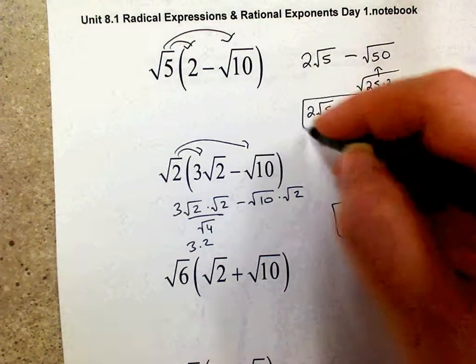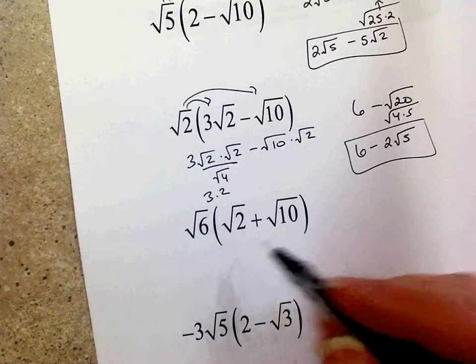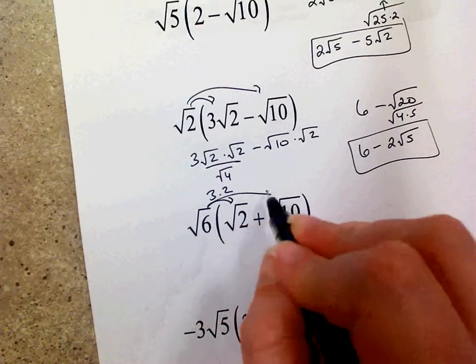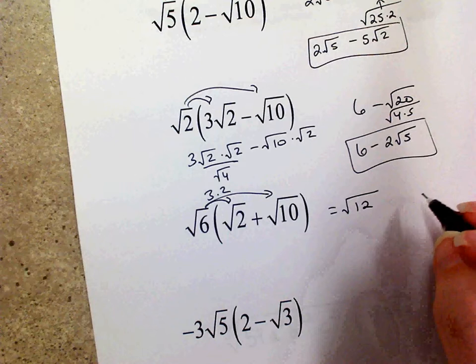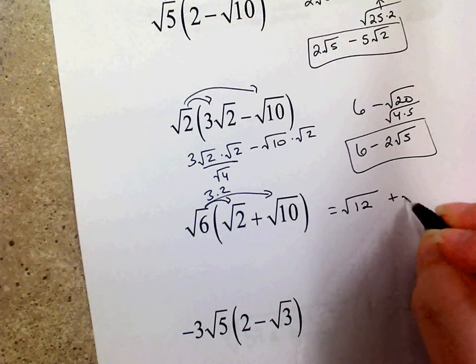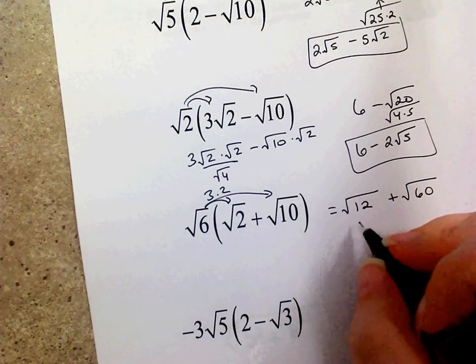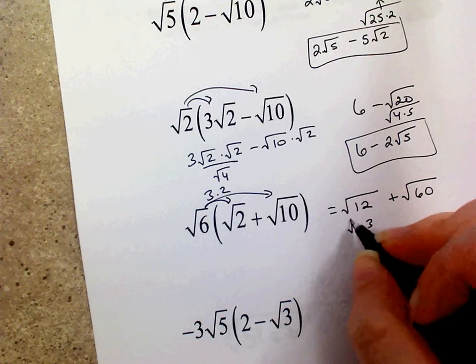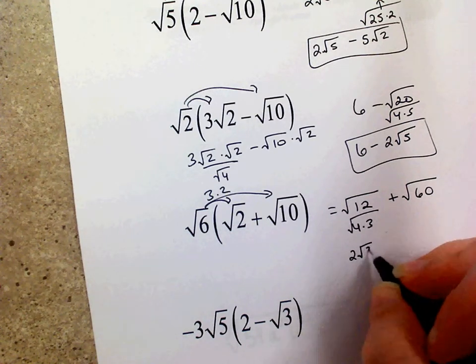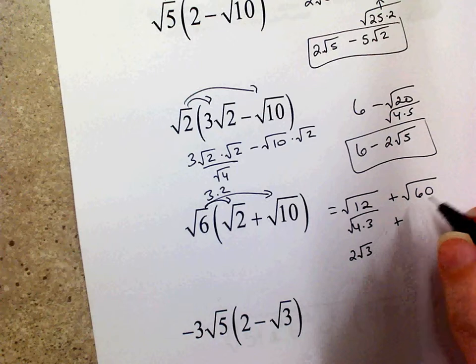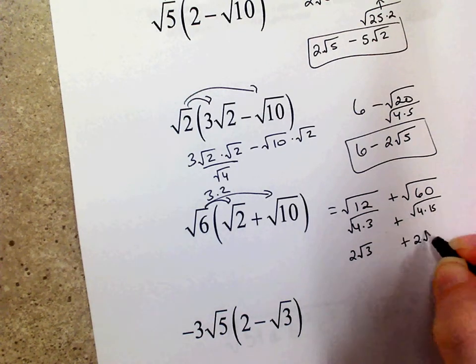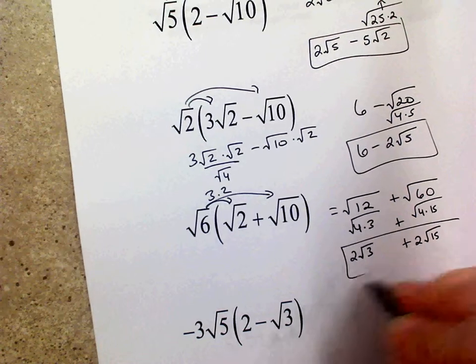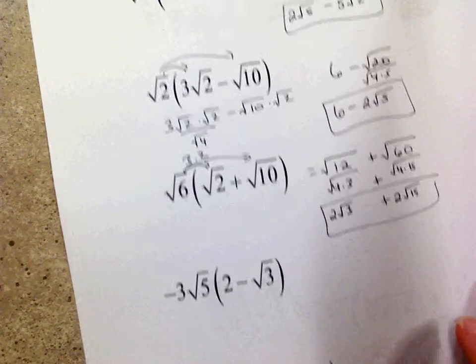Okay, so let's do this one. Distribute square root of 6. Square root of 6 times square root of 2 is square root of 12. Square root of 6 times square root of 10 is square root of 60. 4 goes into 12 3 times, so 2 root 3. 4 goes into 60 15 times, so 2 root 15. And I can't add these because they have different square roots, and so I'm done.